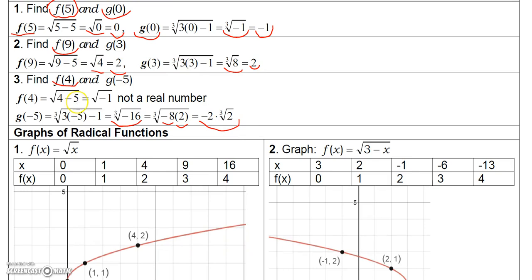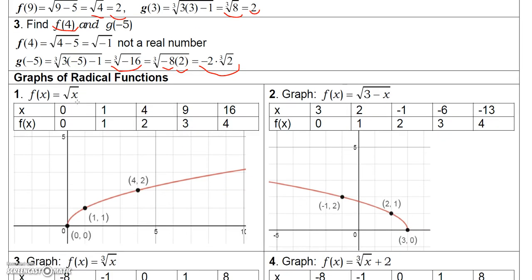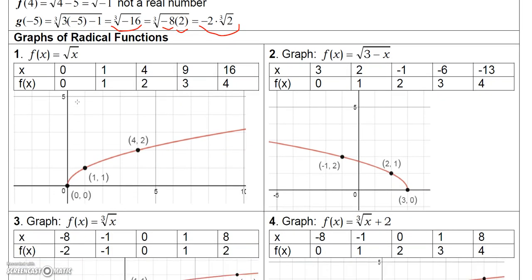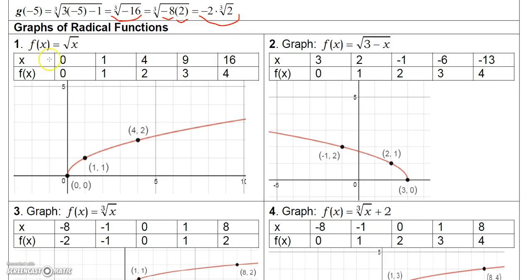Now, let me show you the graph of some radical functions here. I'm just going to graph these by plotting points. For square root of x, if you want to graph the function square root of x, you can treat this f of x just like the y. That's the same as y. So y equals square root of x. Now I can't plug in numbers that are negative because you can't take the square root of a negative number and get a real number, but I can plug 0 in for x.